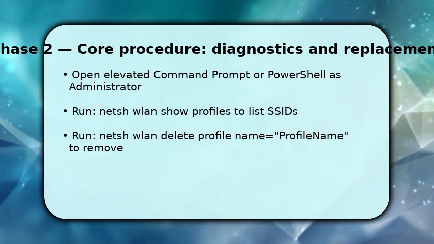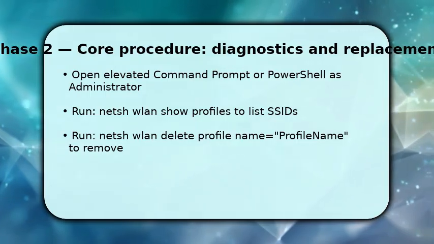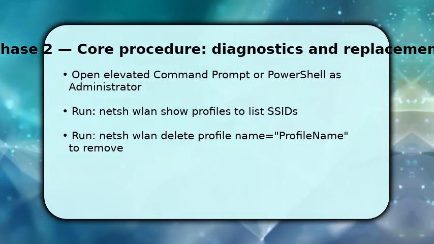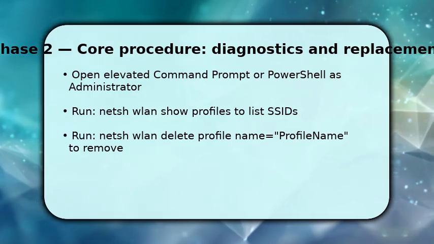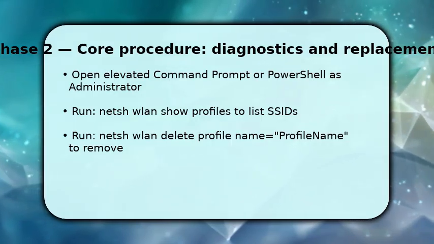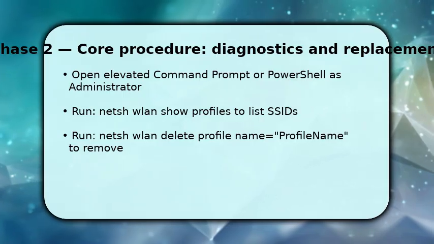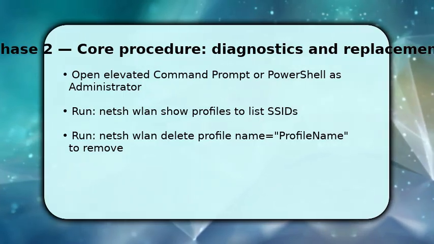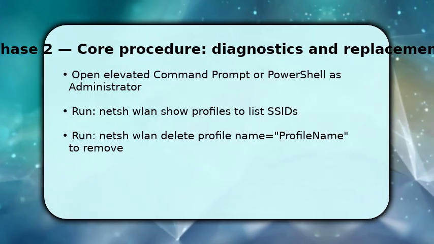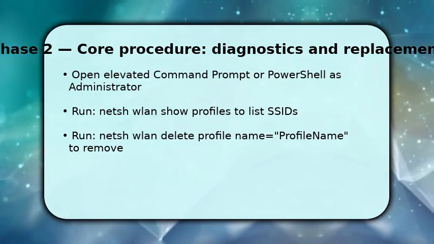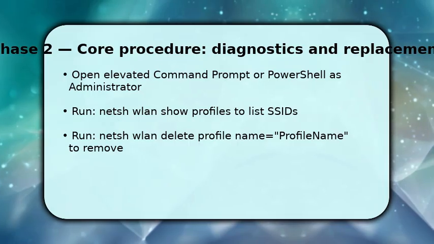First, open an elevated command prompt or PowerShell so you have permission to modify system profiles. Then run netsh wlan show profiles to list every saved SSID and note the exact profile name. This prevents typos. Next, run netsh wlan delete profile name equals profile name for each target profile.